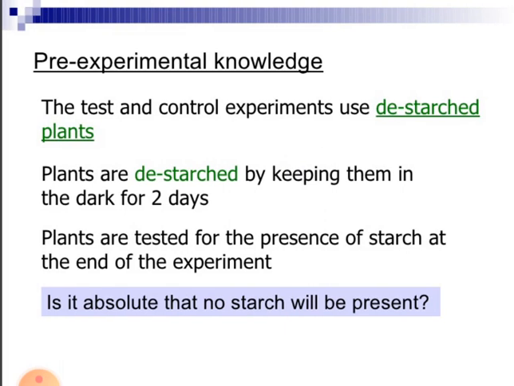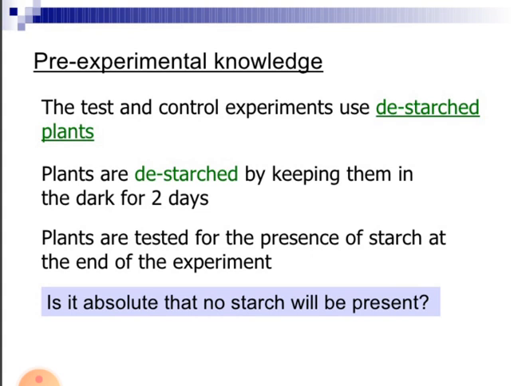Now, before we describe this experiment, there is pre-experimental knowledge that we must have. One, the test and control experiments use destarched plants. Plants are destarched by keeping them in the dark for 2 days.